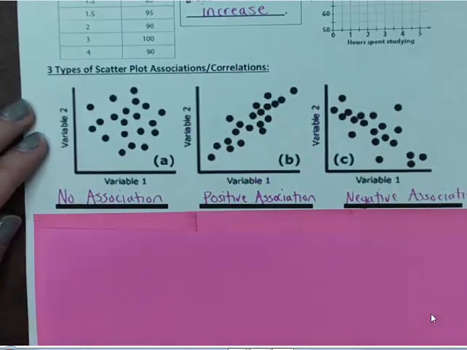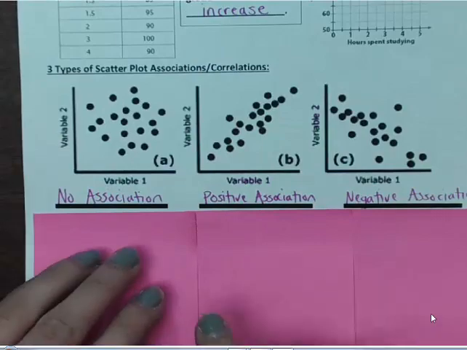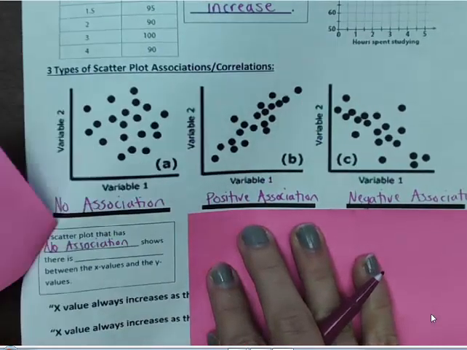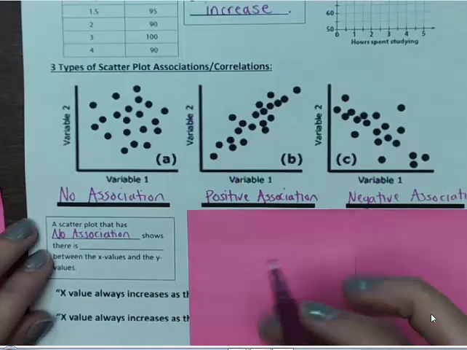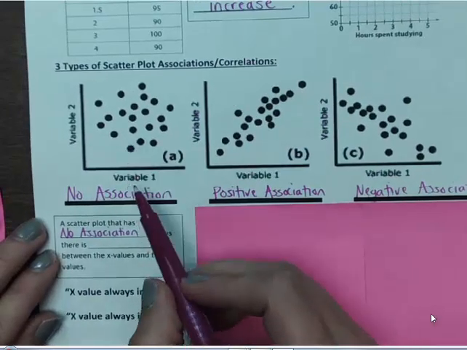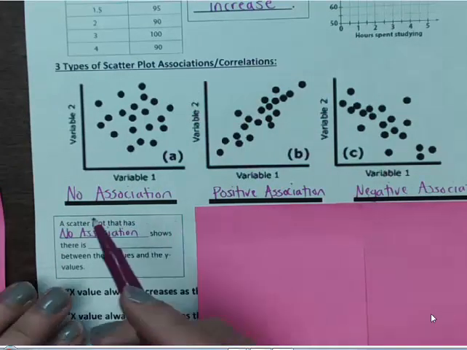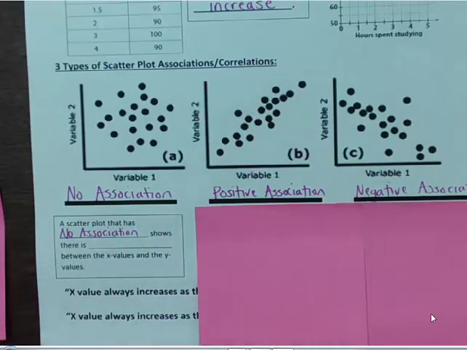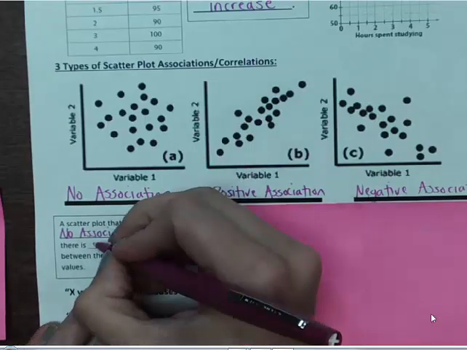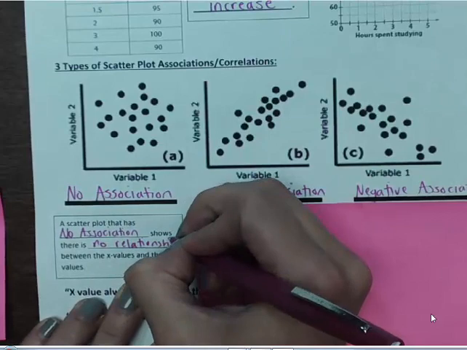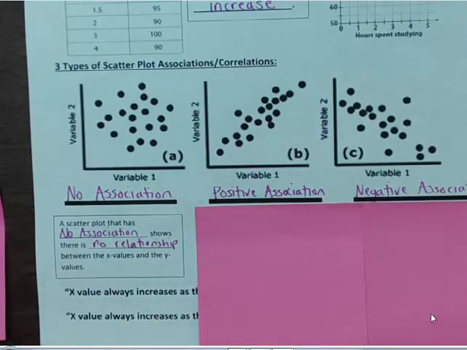Now, a little bit more details about all of these. With no association, this scatter plot is not going to have a relationship between the X and the Y values, or the sets of data. There's no relationship because the points are all over the place. So a scatter plot that has no association shows there is no relationship between the X values and the Y values.